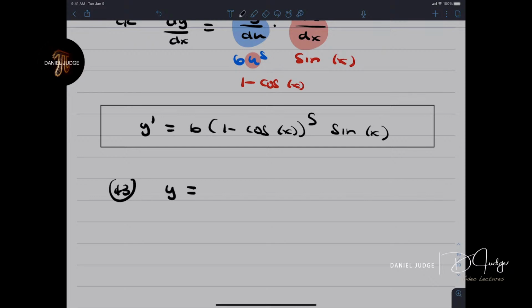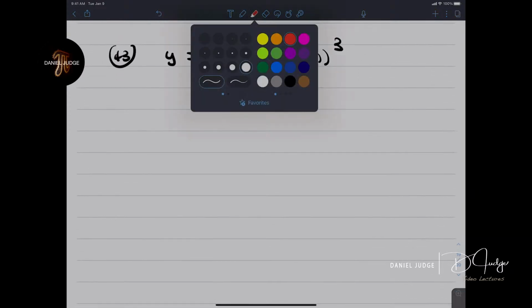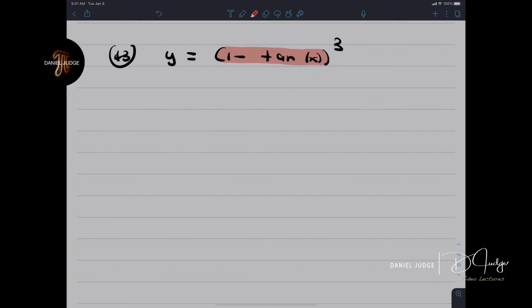So 43, y equals 1 minus tangent to the 3rd power. My inside function, inside the parentheses, my u, you say let u be 1 minus tangent. Then that means that the function y here is u to the 3rd power.